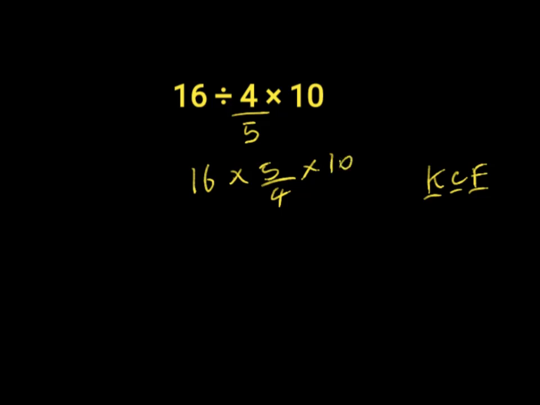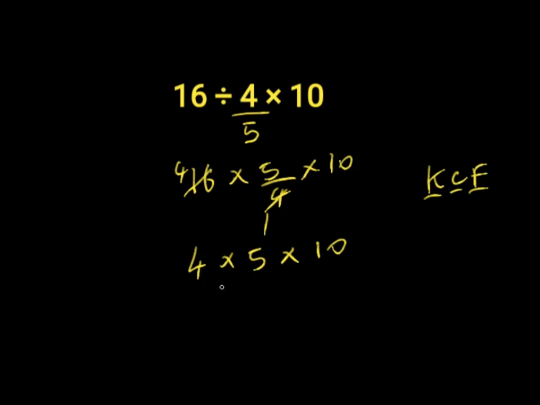Now we are going to simplify. 4 into 1, 4 into 16 will give us 4. And we are left with 4 times 5 times 10. Now we are going to work from our left to our right.